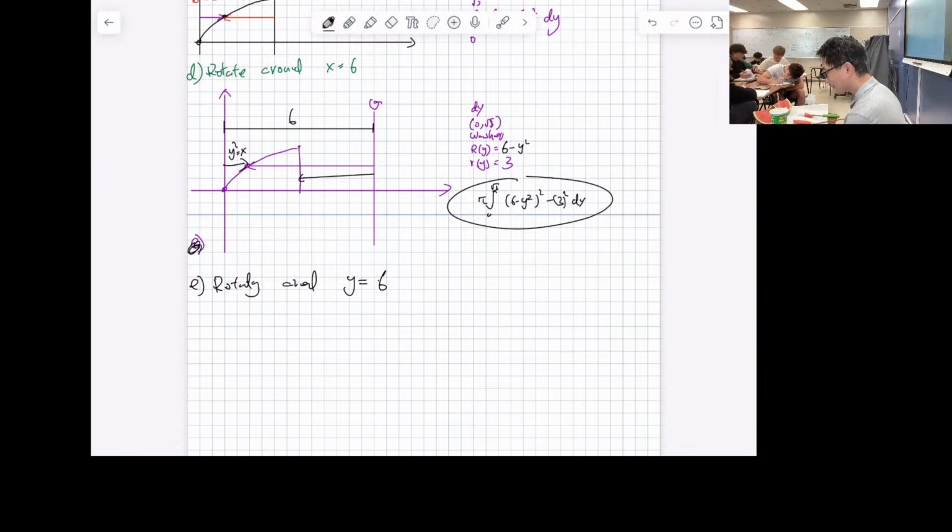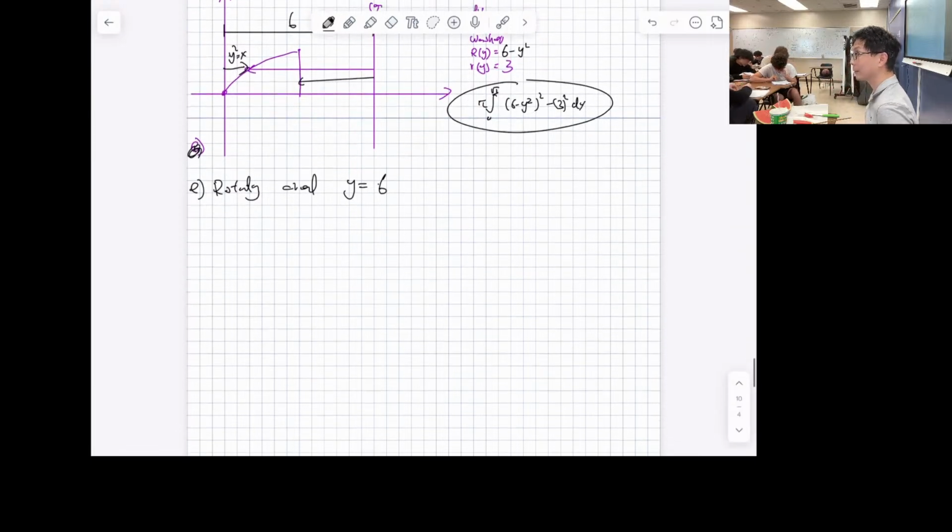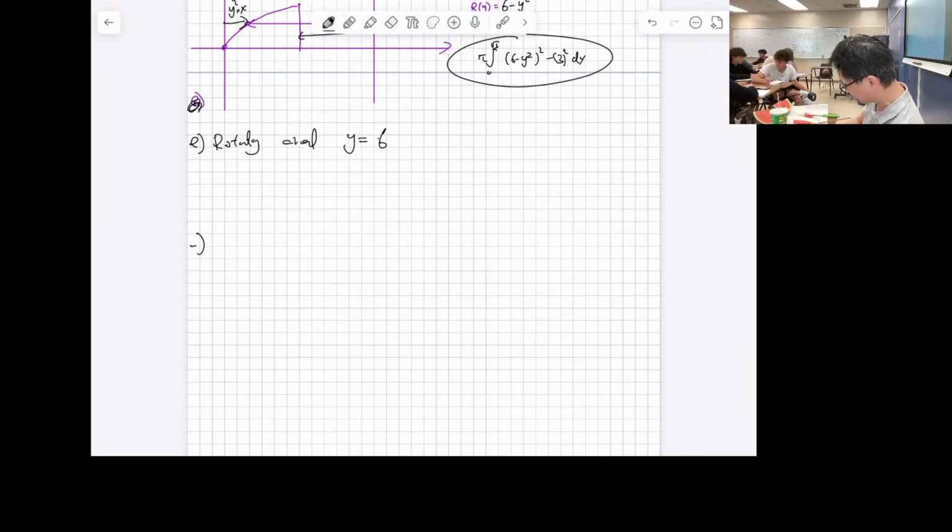Yeah, I think you just have to go down. That's right. So it's actually going to be a washer. It's a washer, right? Did you do 1 minus or 3 minus 1 squared?